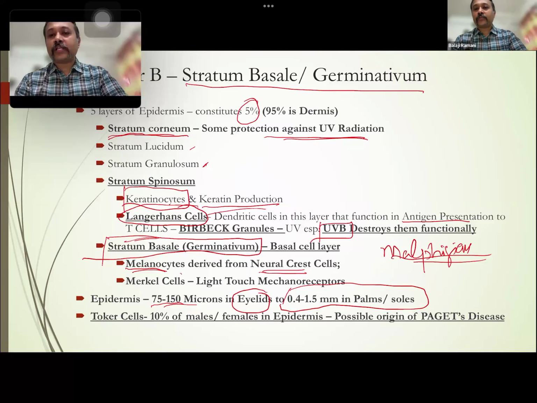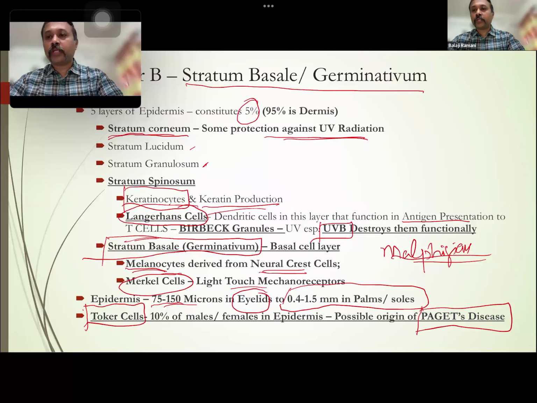Now, other than melanocytes, it also contains the Merkel cells, which are light touch mechanoreceptors. Now, there is another group of cells which has been recently mentioned, known as the Toker cells, which are found in the epidermis, which is the possible origin of your Paget's disease. The Toker cells are the possible origin of your Paget's disease.